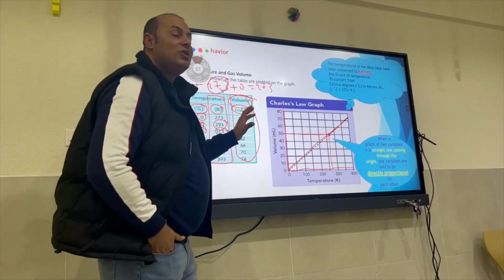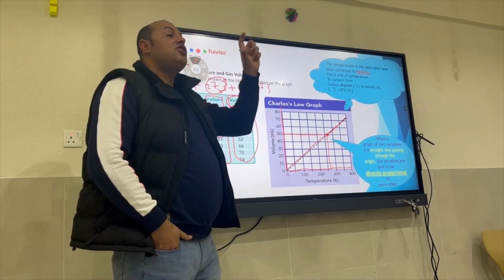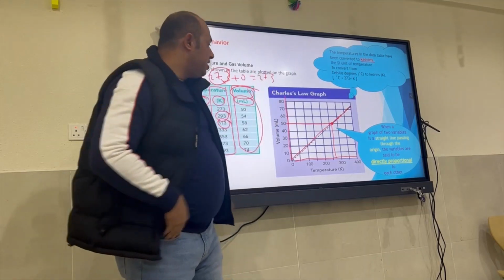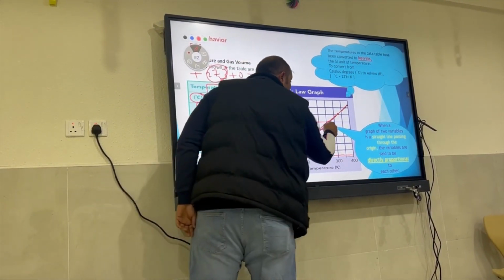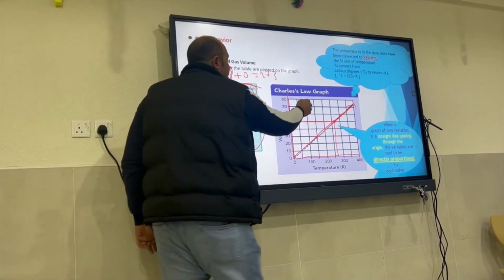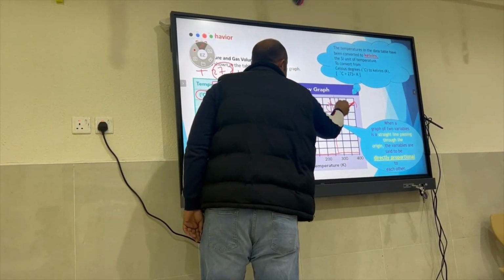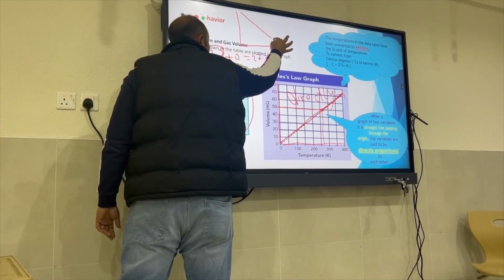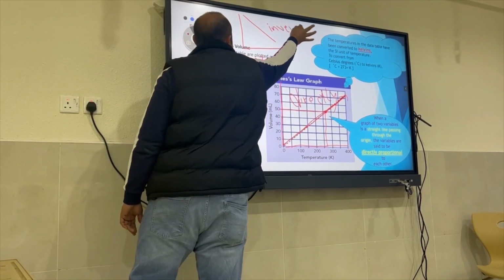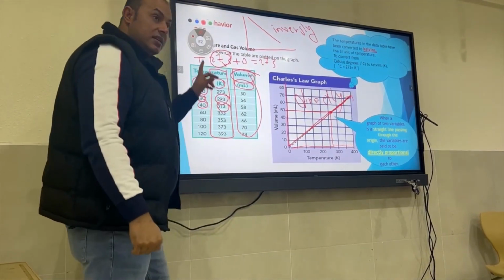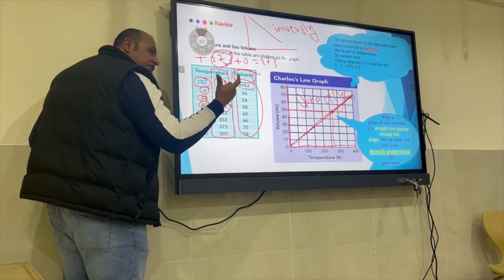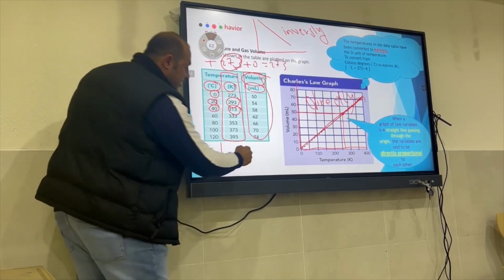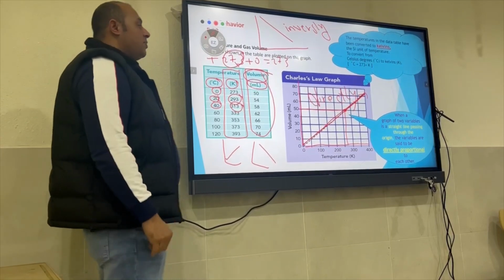Look at this line. Is it a straight line or not? Yes, it is a straight line. A straight line means a directly proportional relationship. Why? Because the line goes from down to up. Listen, if I draw another graph for you, and the line goes from up to down, this is inversely proportional. You understand? So, which relationship does this graph represent, directly or inversely? Directly. And this one is inversely proportional.